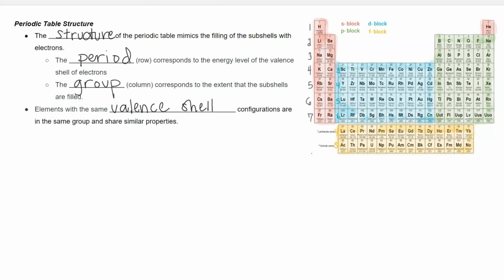Let's put this into practice a little bit, because this may seem a little foreign until we actually do it. Let's write the electron configuration for oxygen. Oxygen is right here on the periodic table. So let's write the electron configuration for oxygen using the periodic table. This isn't in your notes, but you can just add it in, or you can just watch, that's fine too.